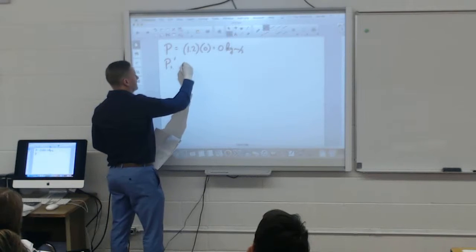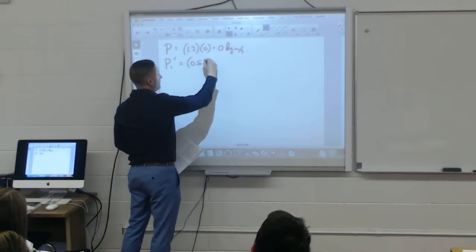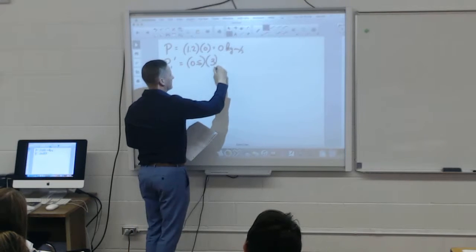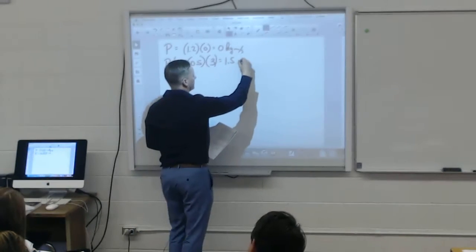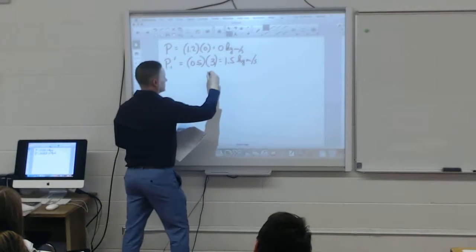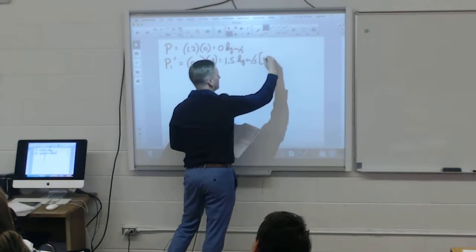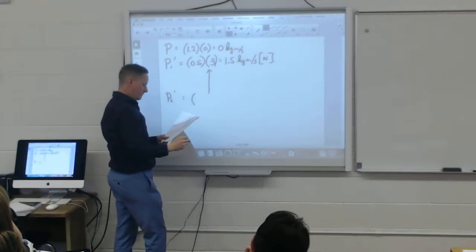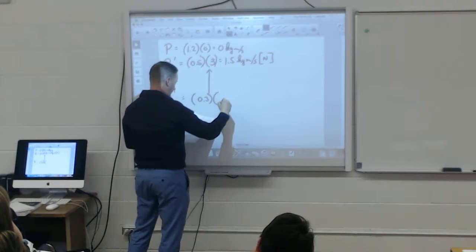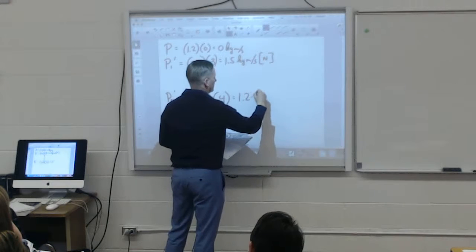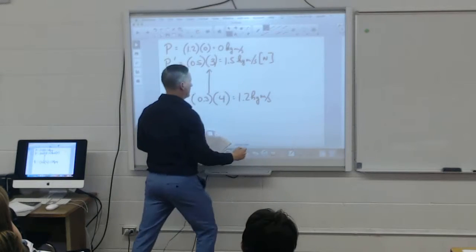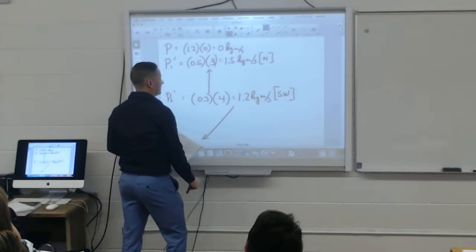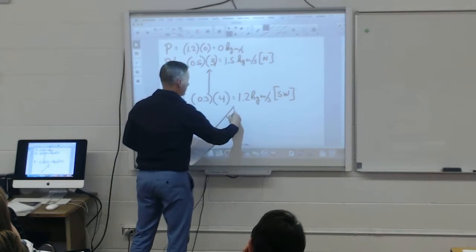So the first piece after the collision is 0.5 times 3 meters per second, which is 1.5 kilograms meters per second, but it was also in a direction north. So we have to make a note of that. P2 prime, the second piece, was 0.3 kg, and it flew off at 4 meters per second, so 1.2 kilograms meters per second, and it was southwest, again at 45 degrees.